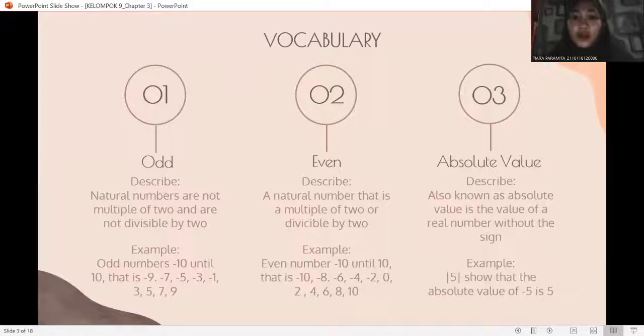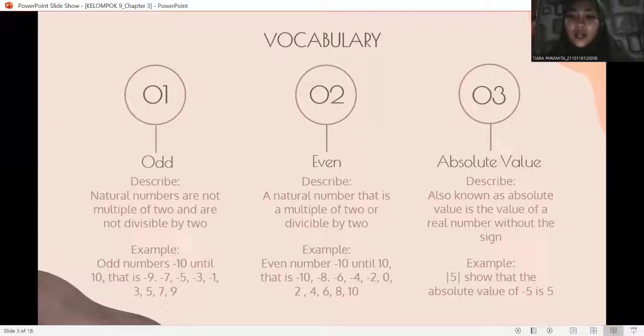Vocabulary 2. Even. Describe: a natural number that is a multiple of 2 or divisible by 2. Example, even numbers from -10 until 10, that is -10, -8, -6, -4, -2, 0, 2, 4, 6, 8, and 10.